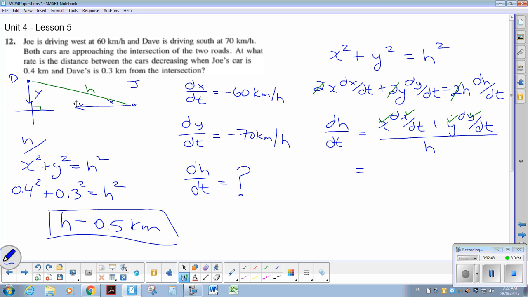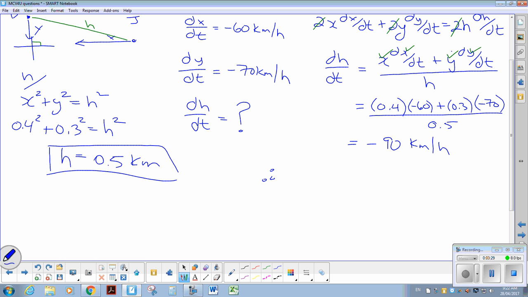So we put that together. The x value again was 0.4 times negative 60 plus 0.3 times negative 70, all divided by my h value of 0.5. So calculating that out, 0.4 times negative 60 plus 0.3 times negative 70, divided by 0.5, and we get negative 90 kilometers an hour. That negative just means that it's a decreasing rate. So therefore, the distance between them is decreasing at 90 kilometers an hour.